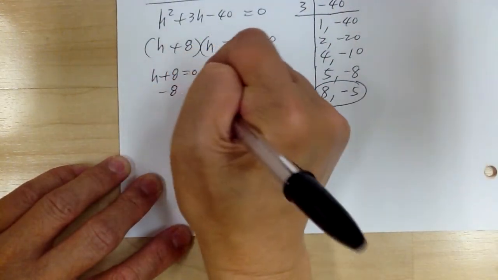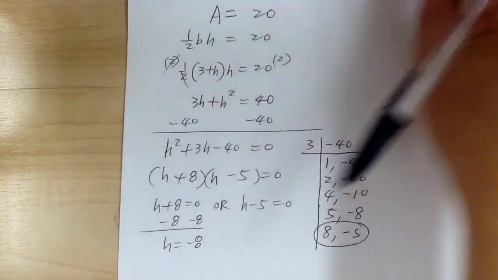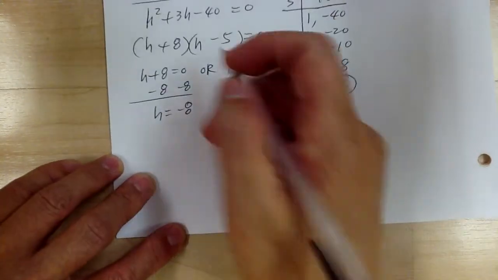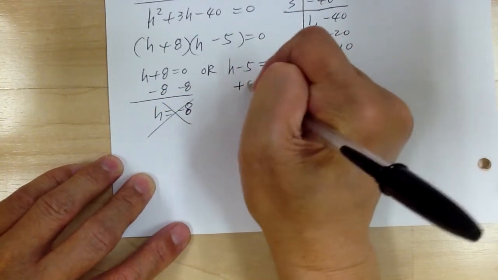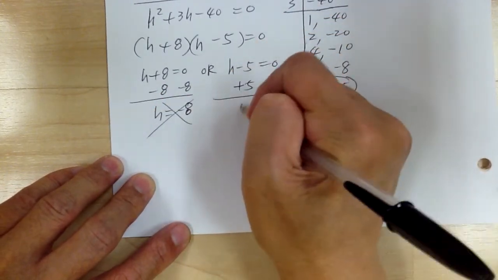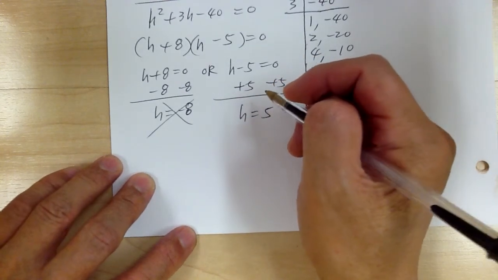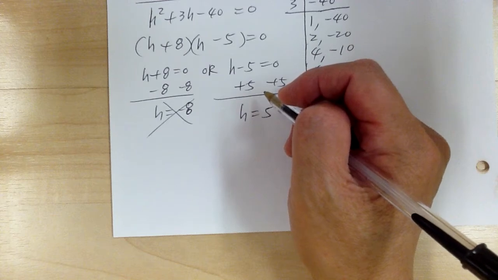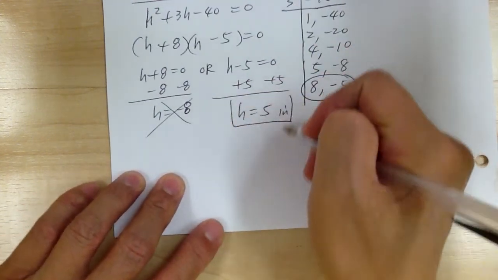So minus 8. So you got h equal to negative 8. But again, this is a real object, right? So you can't have a negative height. So this one is no good. From this side, you plus 5 on each side. So h equal to 5. And look at the label, inch. Okay, so height is 5 inch.